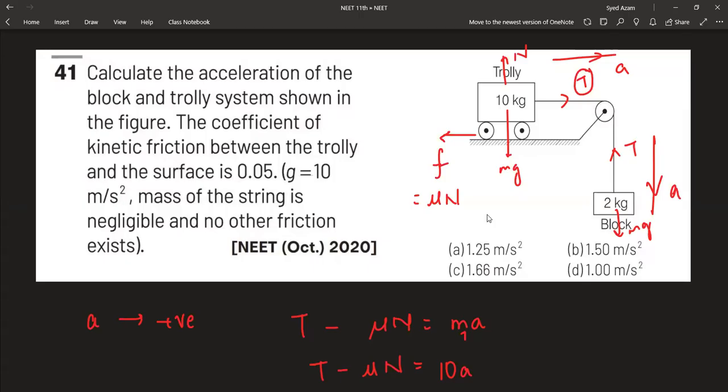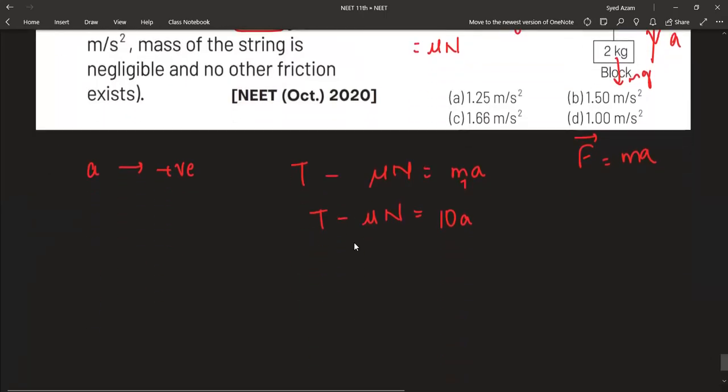Now what is T minus mu N? T minus mu N is the net force. And we know that force is equal to mass into acceleration. So force I have calculated as T minus mu N, and mass into acceleration is 10a. First tell me, is this line clear? Yes, ma'am. Okay. Now mu is given in the question as 0.05. So if I put this value of mu, tension we don't know, minus 0.05.